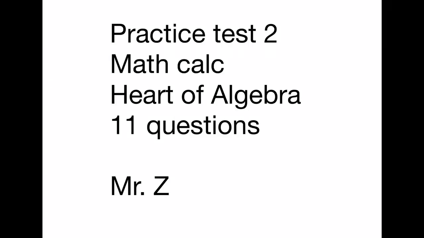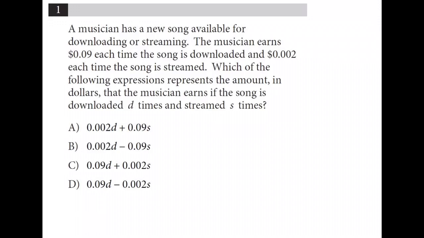Today we're looking at Practice Test 2, Math Calculator section, only Heart of Algebra questions, and there are 11 of them. Number 1. A musician has a new song available for downloading or streaming. The musician earns 9 cents each time the song is downloaded and 2/10 of a cent each time the song is streamed. Which of the following expressions represents the amount in dollars that the musician earns if the song is downloaded D times and streamed S times?